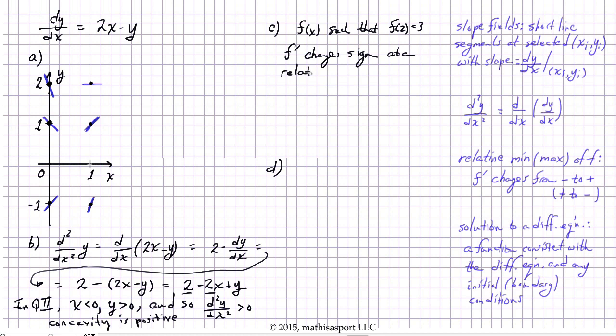At a relative min or max, in this case, f prime of x, y has to equal 2x minus y at that point, 2 comma 3. So we have to evaluate at 2 comma 3. And that's going to give us 4 minus 3 equals 1.